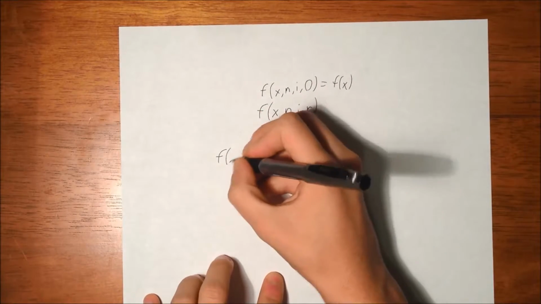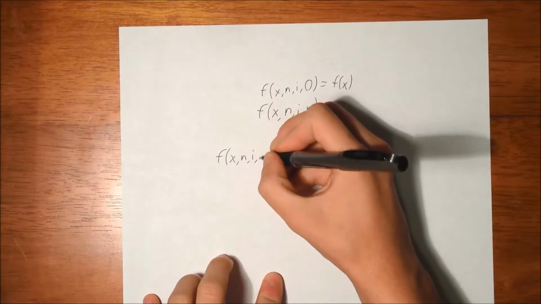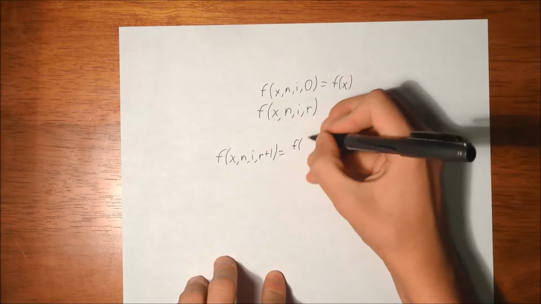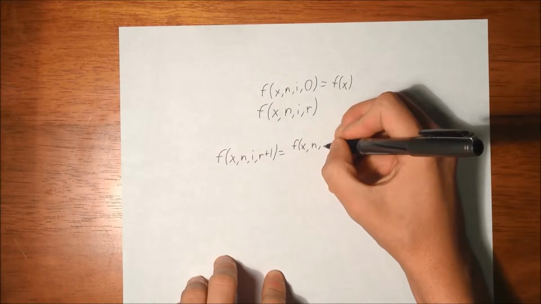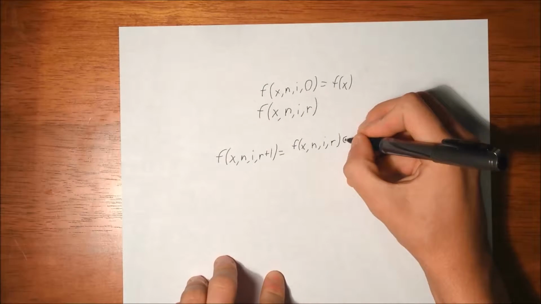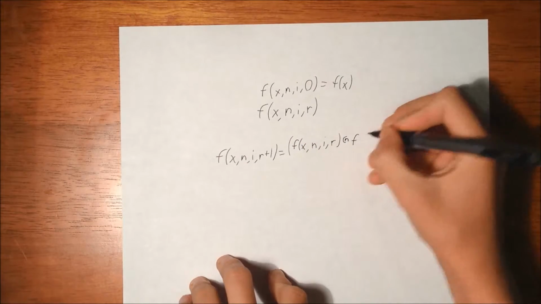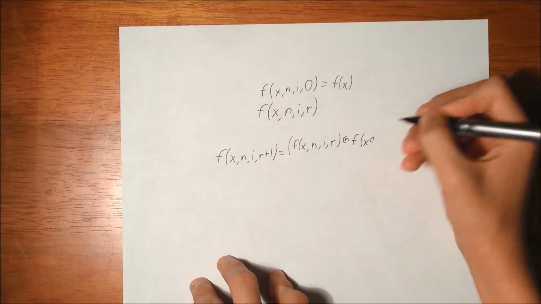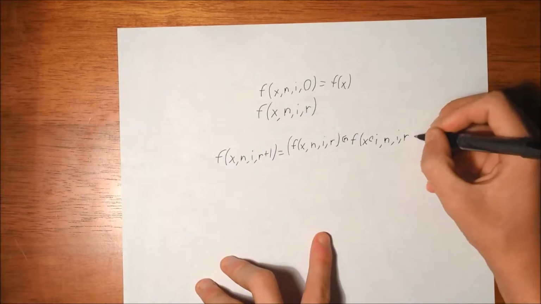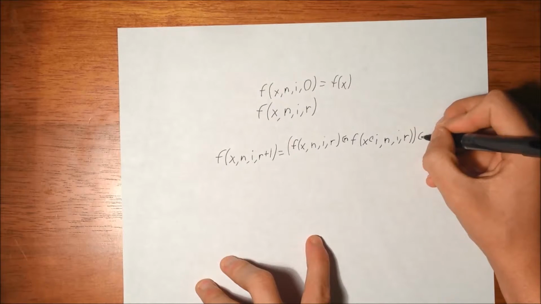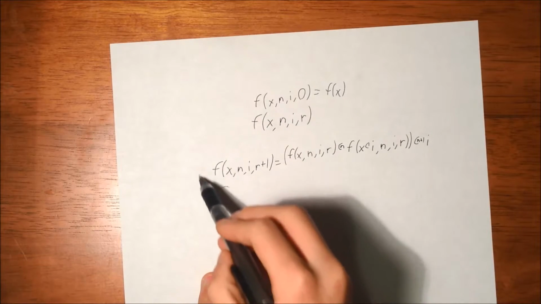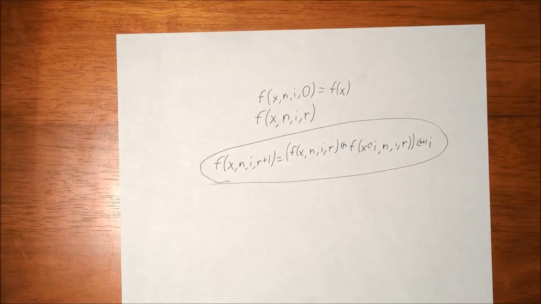F of x, n, I, r plus 1 is equal to f of x, n, I, r, half circle n, f of x, half circle 1, I, n, I, r, all half circle n plus 1 of I. And this is the generalized fundamental theorem of calculus in Blaisdell circle notation.